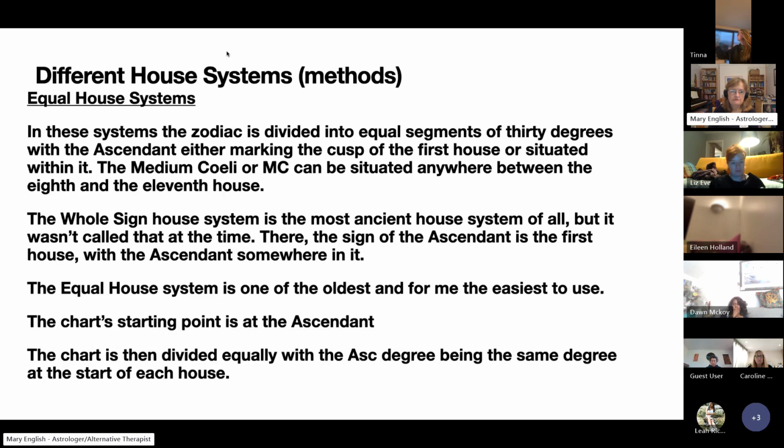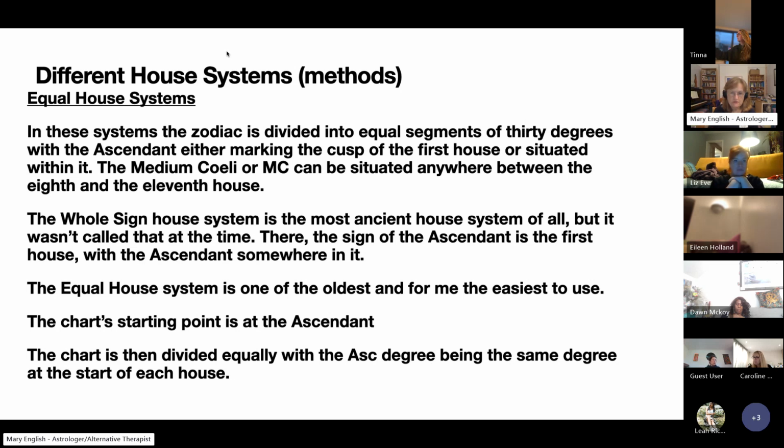Now, there are lots of different house systems, different methods of calculating a chart. And I follow equal house systems, and there's two of them. In these systems, the zodiac's divided into equal segments of 30 degrees, with the ascendant either marking the cusp of the first house or situated within it. The MC or medium coeli can be situated anywhere between the 8th and the 11th house.